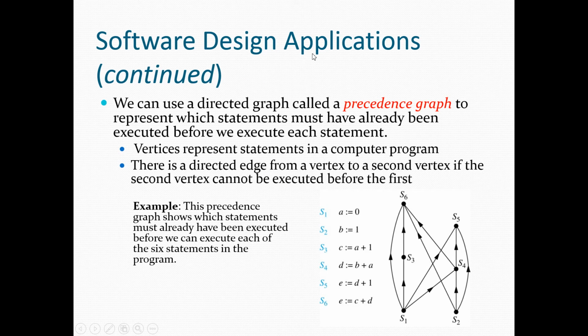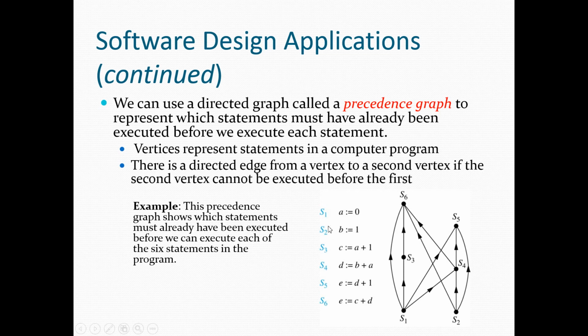Software design application continued. So next application, we can use a directed graph called a precedence graph to represent which statements must have already been executed before we execute each statement. So vertices represent statements in a computer program, and there is a directed edge from a vertex to a second vertex if the second vertex cannot be executed before the first.